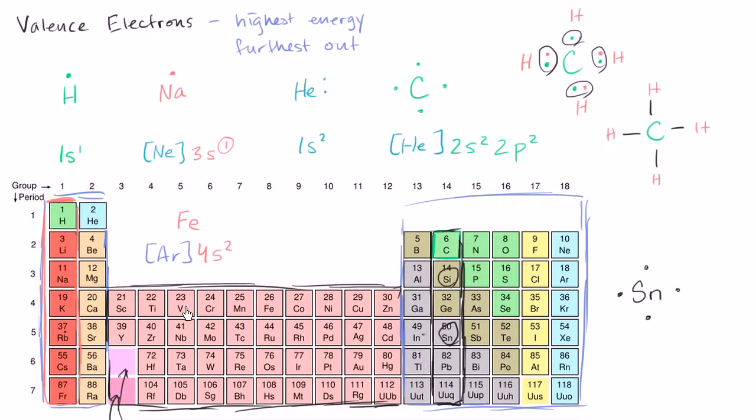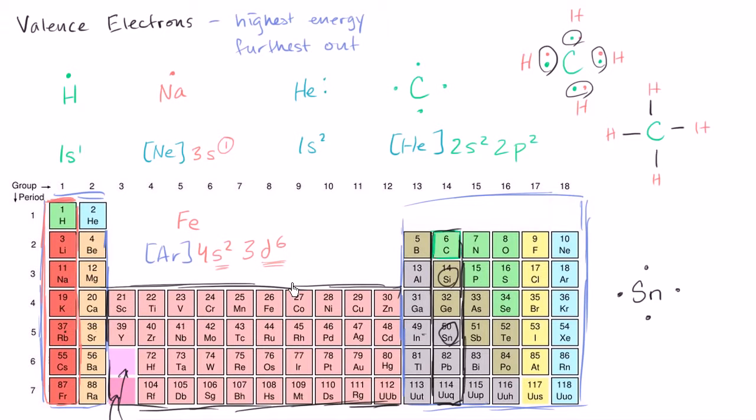So it's 1, 2, 3, 4, 5, 6. So it's 3D6. So this is where this gets a little bit more ambiguous. What are the highest energy electrons? Well, those are these D electrons right over here. What are the furthest out? Well, they're the ones in the 4th shell, these 4s2. And so that's why iron's reactivity, at least based on just this superficial electron configuration, is a little bit harder to predict.